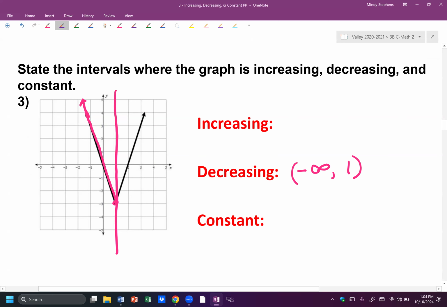But then it starts at that same spot. It starts to increase. So starting at the same number, starting at 1, it's increasing. And it increases and it doesn't ever stop increasing. It just goes forever. So it increases clear to infinity. And it is never constant, never flat. So I'm just going to write none for the constant.